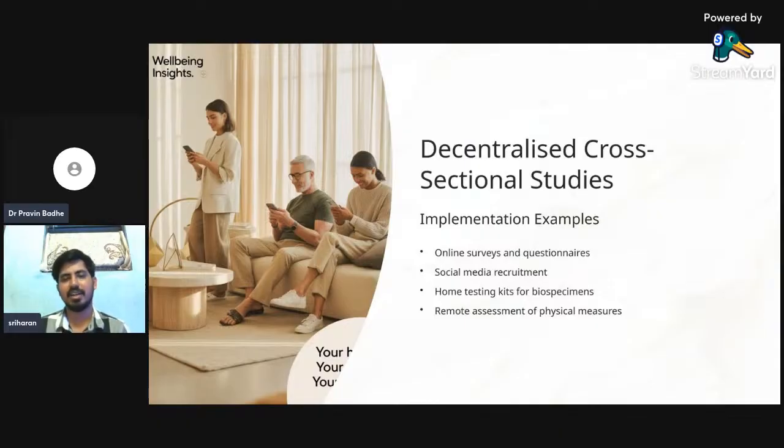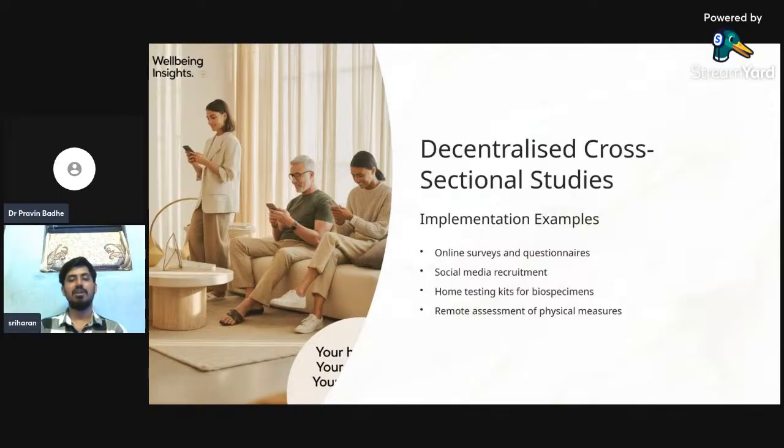Decentralized studies in cross-sectional study. Cross-sectional study is very helpful for decentralized study, because we can take an online survey very easily by sending them an email, or through their account. And home testing kits: while taking a biospecimen sample, like a urine or blood sample, we take it from a home testing kit. The patient does the test at home and delivers it to the local center. We collect from there and enter the result. Likewise, home testing kits are available.